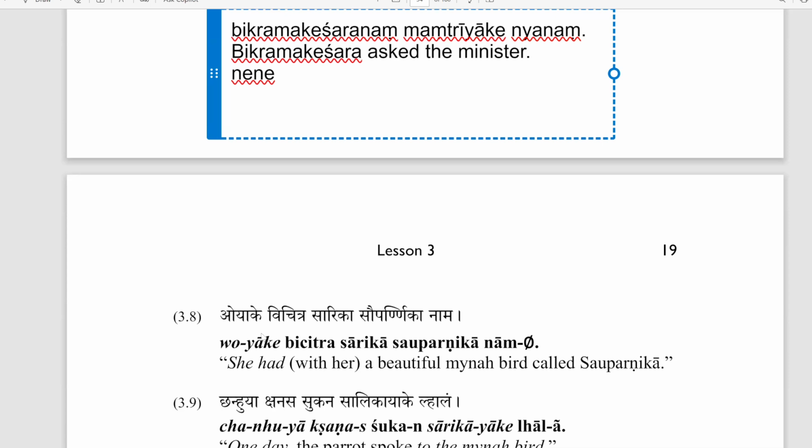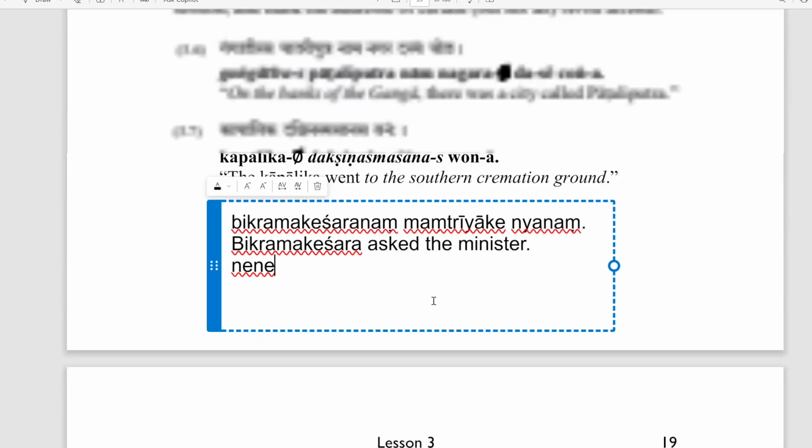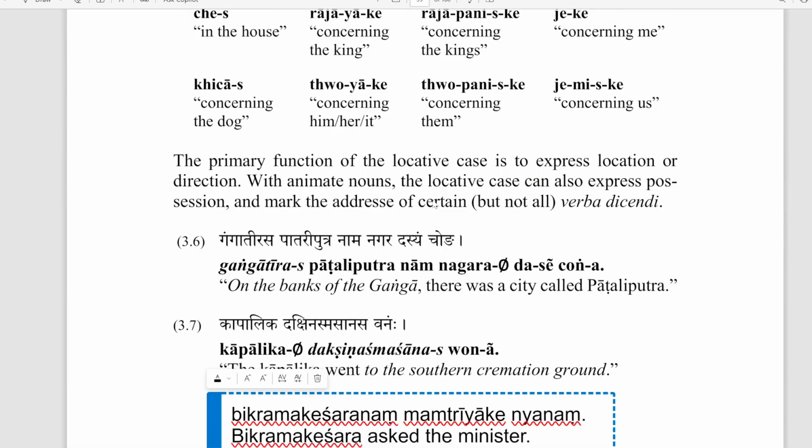And what is Moyagi? Any idea? She locative. Yes. So at her. Yes, literally that is like at her. There is a vichitra sariga, a very beautiful bird called Sauvarniga. So here the locative case expresses possession, the meaning of possession here.